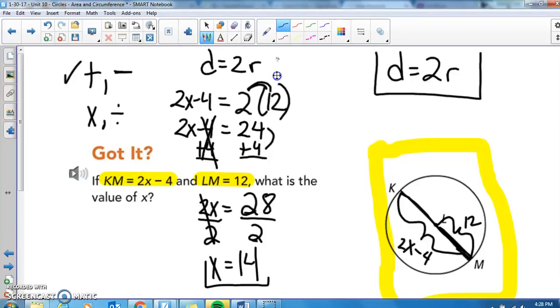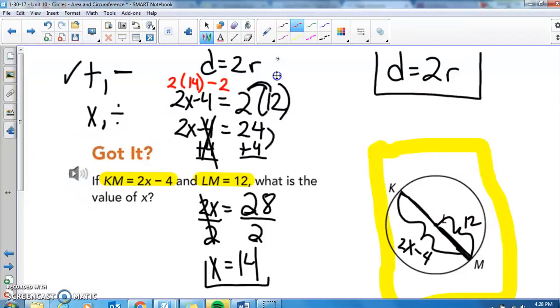Now, one of the things that we can do is always check our work. So if I take this value for x, and I was to substitute it back into the problem, what I would do is I would take 2x minus 4, and I would substitute it in. So I know x equals 14, so I'm going to just kind of go right here.